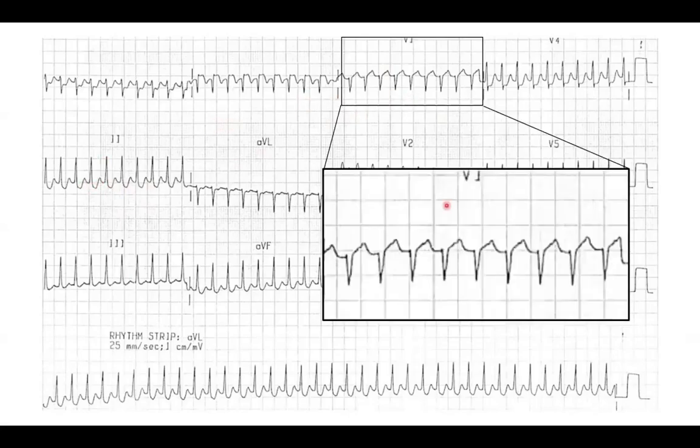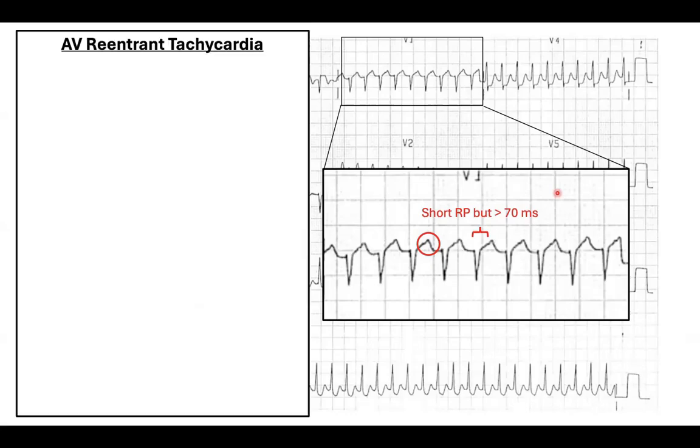If we zoom in, we can see this notch here that's representative of P waves buried here or coming just after the QRS complex. And taking a look, we have again a short RP interval, not quite as short as our prior. Looks like it's over 70 milliseconds, and this is characteristic of AV reentrant tachycardia here.